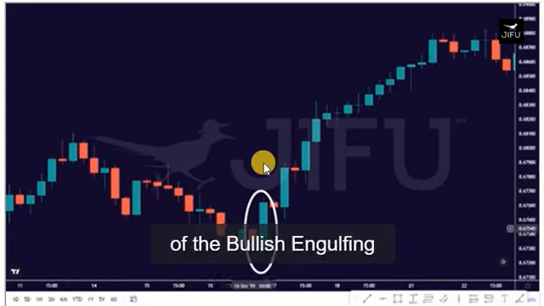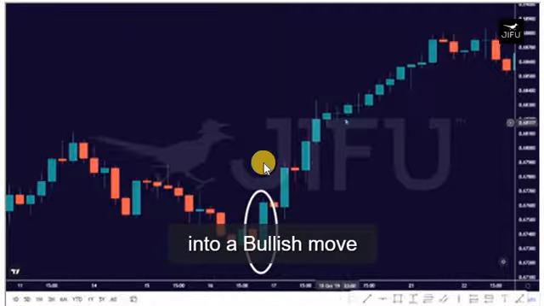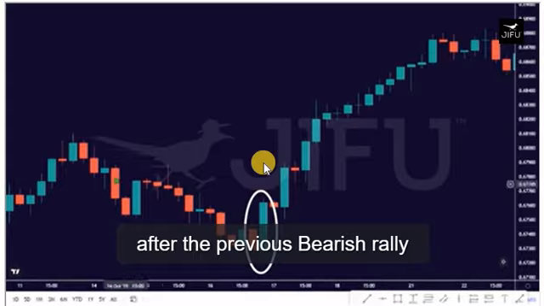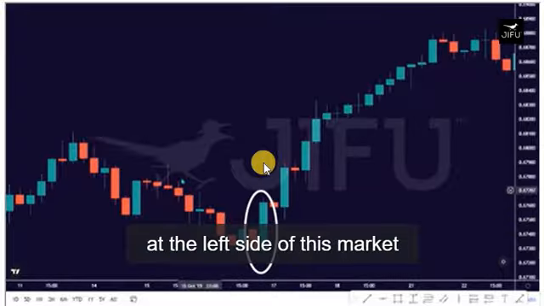Here's an example of the bullish engulfing on the trading chart here. We can see how it led into a bullish move after the previous bearish rally at the left side of this market here.